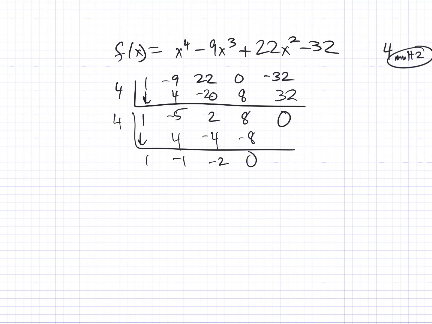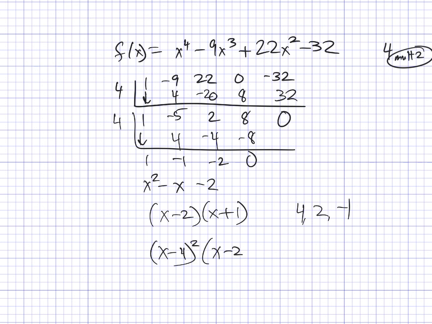And there you go. There's your two multiplicities of 4. And you have x squared minus x minus 2, which is x minus 2, x plus 1. So your zeros are 4, 2, and negative 1. And in factored form, that would be x minus 4 squared, x minus 2, x plus 1.